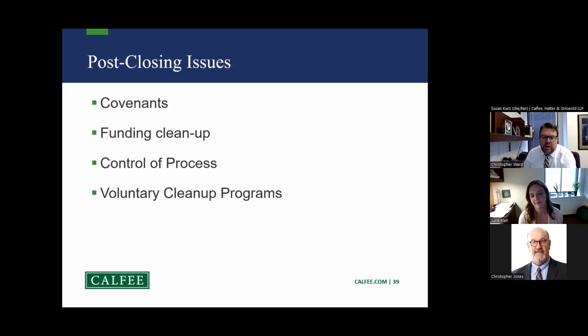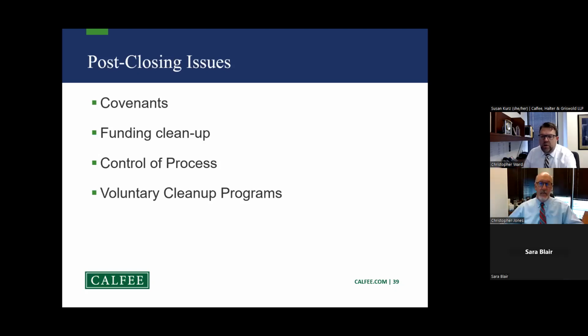Control of the process post-closing. Is there a meaningful opportunity and ability to participate in communications with the regulating agency and comment on draft reports? What are the cleanup standards? And state-by-state voluntary cleanup programs. Are there notification requirements? So keep that in mind.